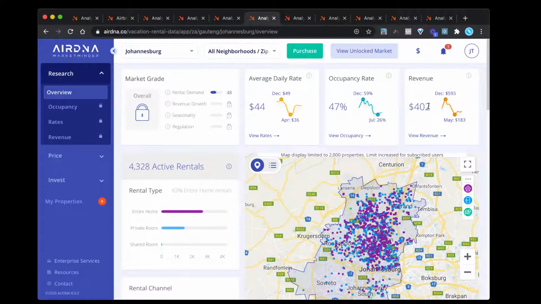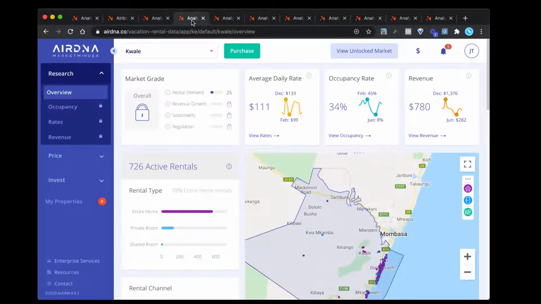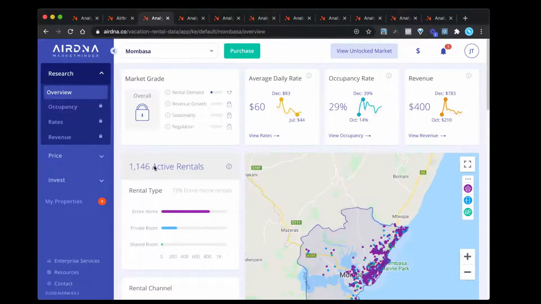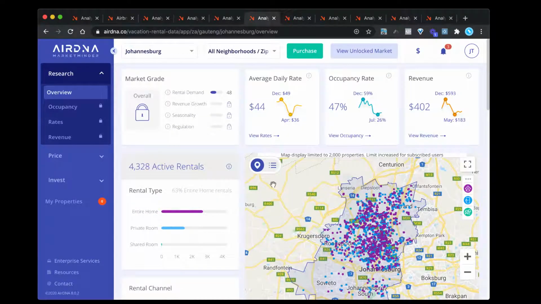This is the average revenue per month. It's got 4,328. It's very interesting to see that Nairobi and Johannesburg do have pretty much a similar number of rentals. When we go to Kwale, you'll see it has much fewer active rentals. And then Mombasa is also in between. Okay, now that is Johannesburg, guys.